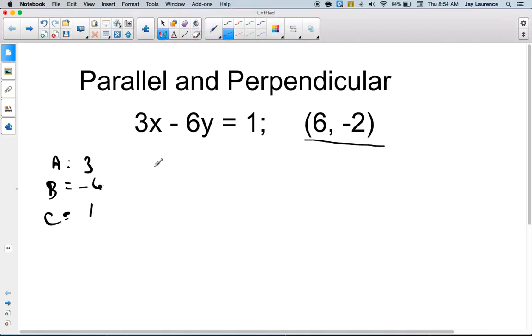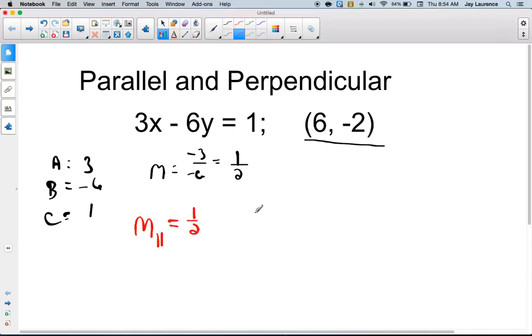Okay, so the slope is found by doing the negative of A over B. So my slope is going to be negative 3 over negative 6, which simplifies to 1/2. Okay. So now that I have the slope, I can do the parallel equation. And so I'm going to find the parallel slope, which you should know is the same. Parallel lines have the same slope.